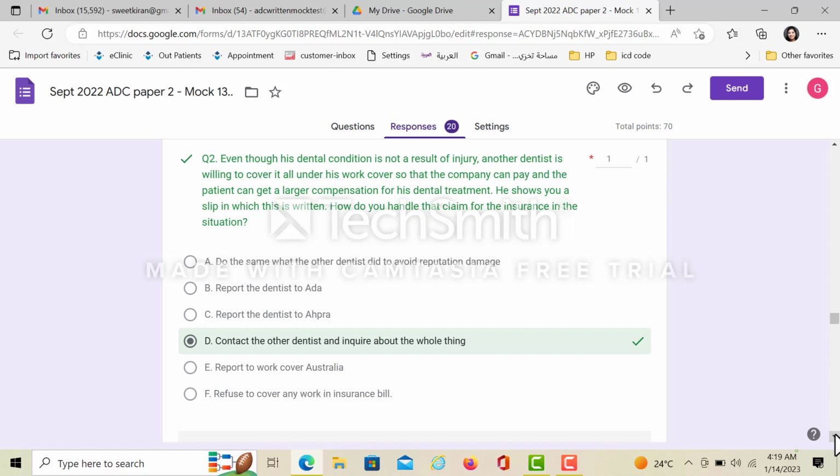You have to act like an absolute professional and you should contact the other dentist or you can refuse to cover. It's like refusing to cover work in the insurance bill, because the flexible denture broken, probably that is the result of the injury, but the attrition is not a result of the injury. Hence, here the option is D. So in the exam, read the questions very properly and think. As a dentist, what would you do in that situation?